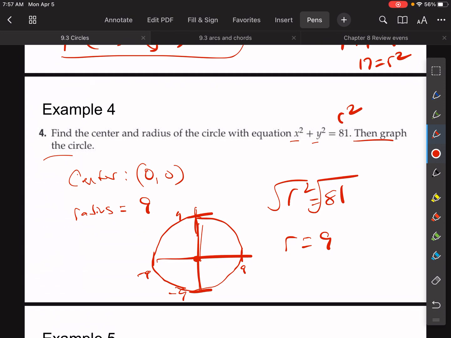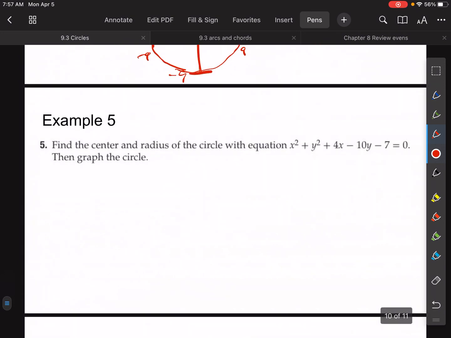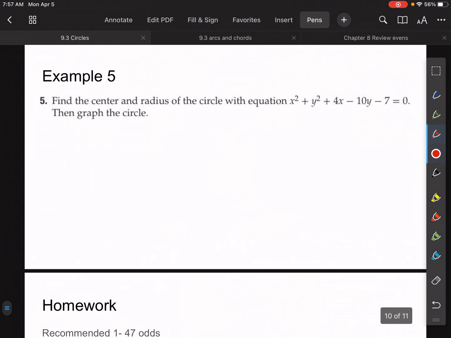So that's example 4. Then for example 5, the last one here, it says find the center and the radius of the circle with this equation, and then graph it. For this one, what we're going to need to do is complete the square. So let's go ahead and do that. We're going to combine our x terms here. So we have x squared plus 4x.